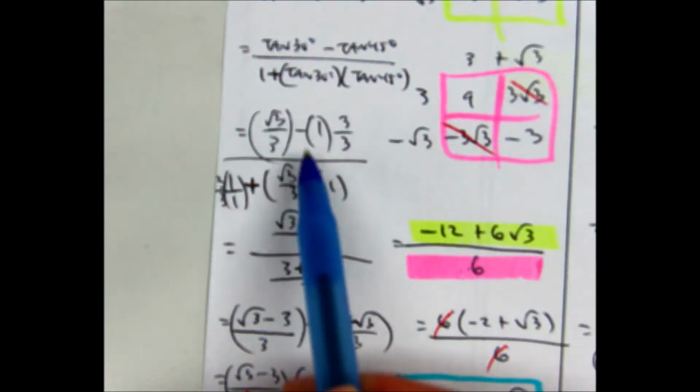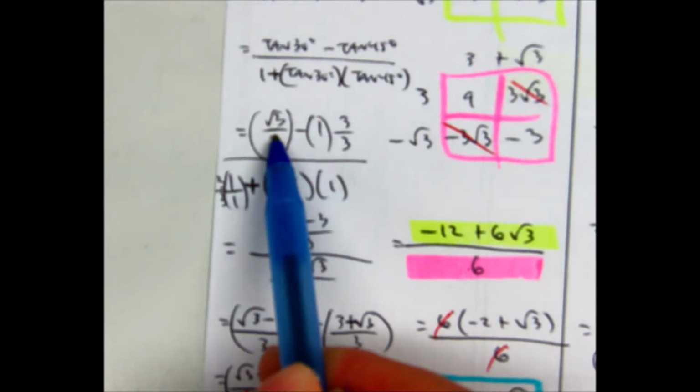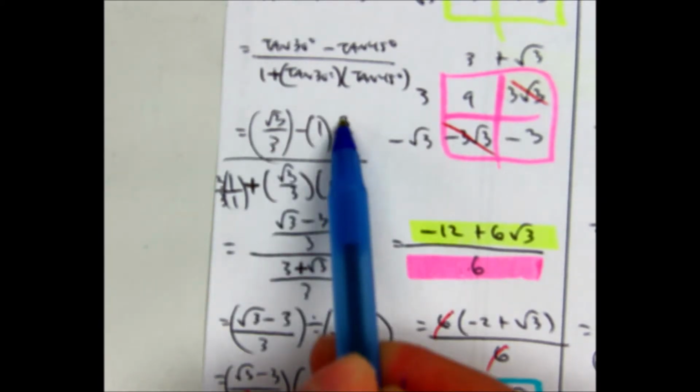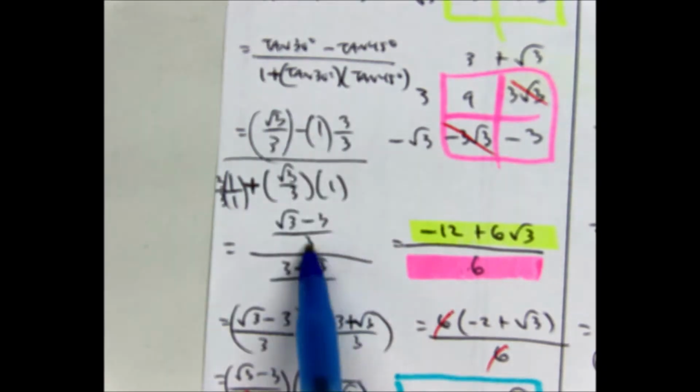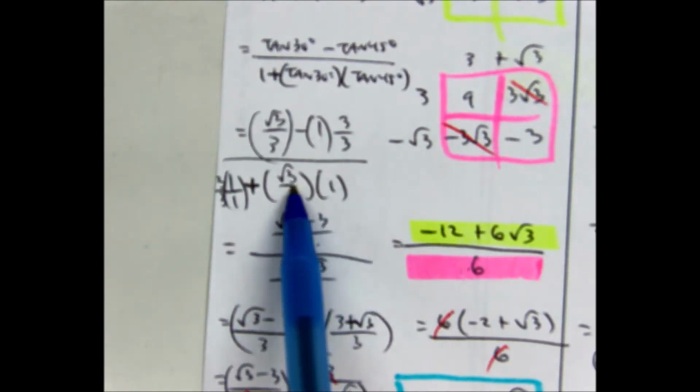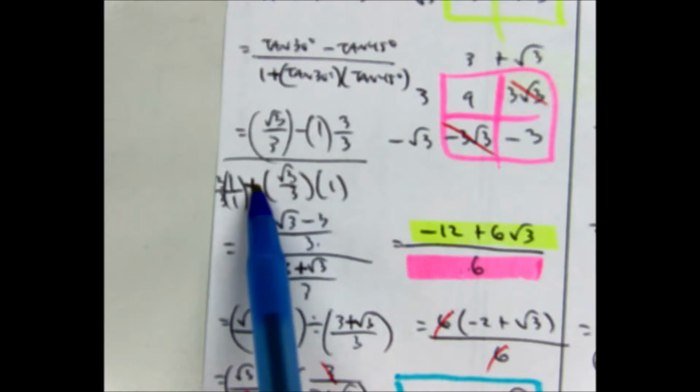To subtract radical 3 over 3 minus 1, I need a common denominator. This has a 3, so it changes to 3 over 3. So that becomes radical 3 minus 3 over 3. Here in the denominator, you have to multiply first. So that's radical 3 over 3 times 1, which is itself. And then I need to add that to 1, so that becomes 3 plus radical 3 over 3.